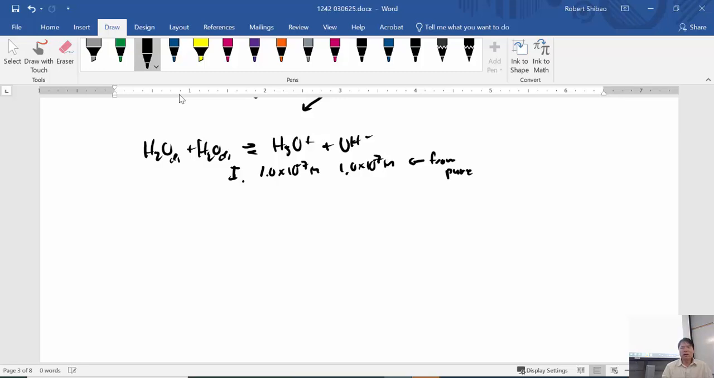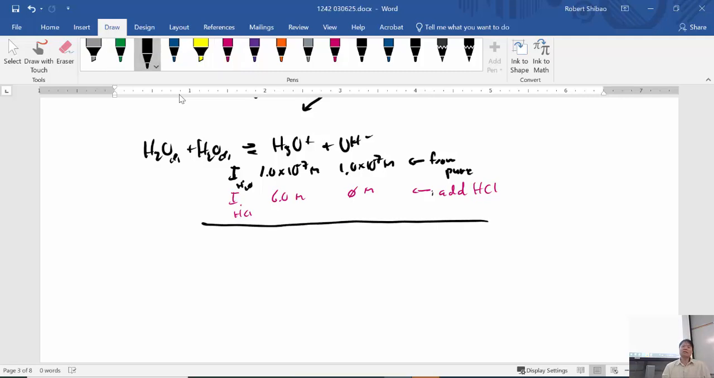When we add the HCl, it's going to change things. This is the initial from the water, and this will be the initial from the HCl down here. The initial from the HCl is going to be 6.0 molar. How much hydroxide does the HCl give? None. 0 molar.